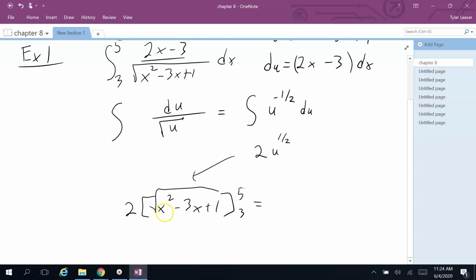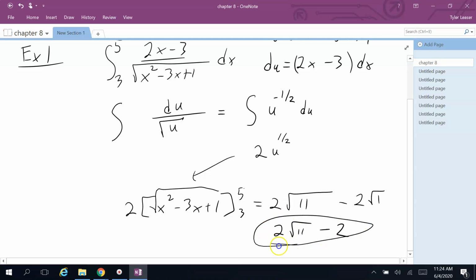All right, so if we plug the 5 in, we still have the 2 out in front, and then it's going to be the square root. Plugging 5 in for the x's, 5 squared is 25, minus 3 times 5, 15. 25 minus 15 is 10, plus the 1 is 11. And that's going to be minus 2 times plugging the 3 into here. 3 squared is 9, minus 9 is 0, plus the 1, so square root of 1. Or you can just write this as 2 root 11 minus 2. Good, so that's going to be our final answer for this question.